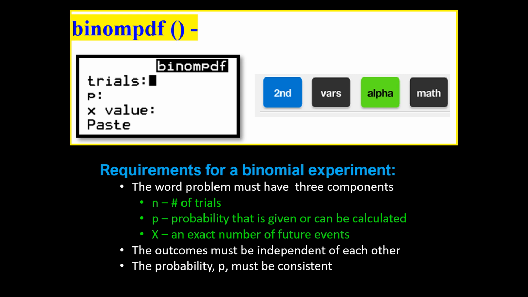In this situation, we need to satisfy the requirements of the binomial experiment. In order to do this, we need a word problem where we see n, number of trials, p, probability that is given or can be calculated, x, an exact number of required future events, then the outcomes must be independent of each other. The probability must be consistent in the problem.